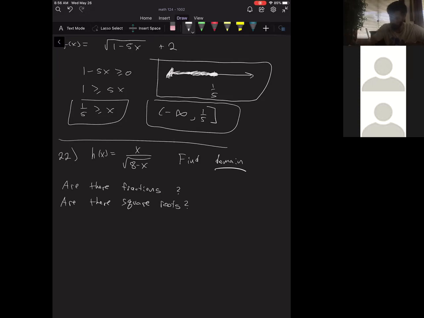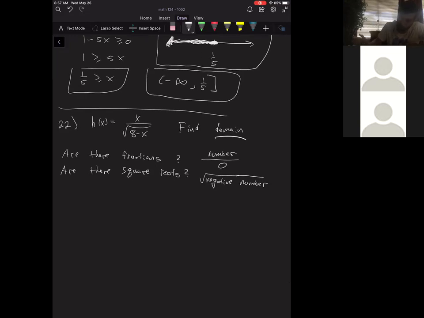If you're in the domain, there's no problem, meaning you can plug it in and you don't get an undefined. Remember, we have undefineds with fractions if we get just any number divided by 0. We can't have that. And with square roots, if we take the square root and we get a negative number, we can't have that either. These are both things that can't happen, so we have to make sure these never happen. Then we get rid of those numbers and the rest of the numbers are in the domain.